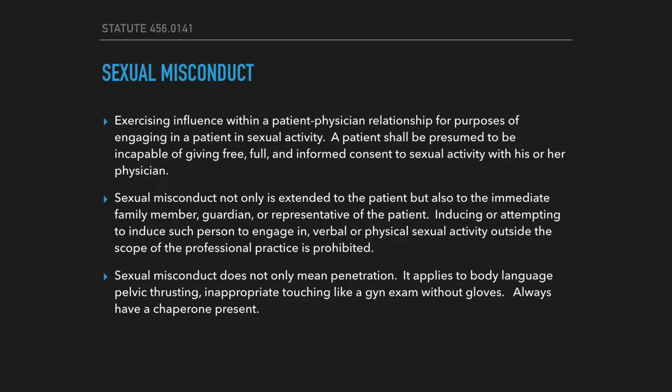Basically, we'll skip down. A patient shall be presumed to be incapable of giving free, full, and informed consent to sexual activity with his or her physician. This crosses over to any immediate relative as well: the guardian, representative of the patient, or immediate family member. So if you have a patient and you want to have relations with the brother or the sister of the patient, you need to stop seeing them as their physician. They have to be discharged from your practice before you can engage in any sexual conduct.